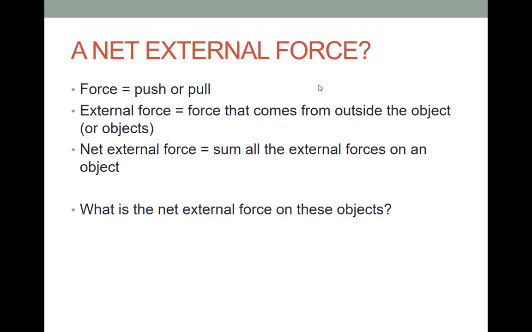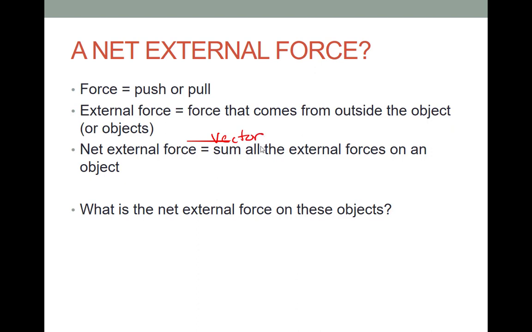So first off, what is a force? Well, it's a push or a pull on something. Okay? An external force is a force that comes from outside the object or objects that you're looking at. A net external force would be the sum of all of those external forces acting on whatever you're looking at. Okay, so it's a sum, but force is a vector. So what we really mean here is that it is a vector sum, which means you've got to be worried about direction.